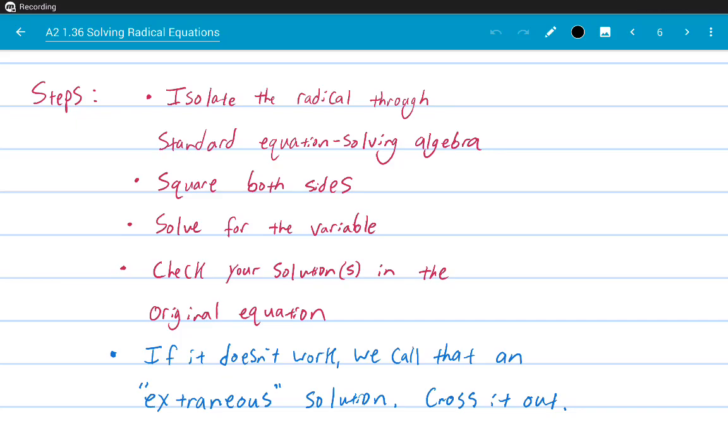Okay, here's a video for lesson 36, solving radical equations. This is our introduction to solving radical equations. The next step will be a little bit more involved. But for these, our steps are just to isolate the radical through standard equation solving algebra.